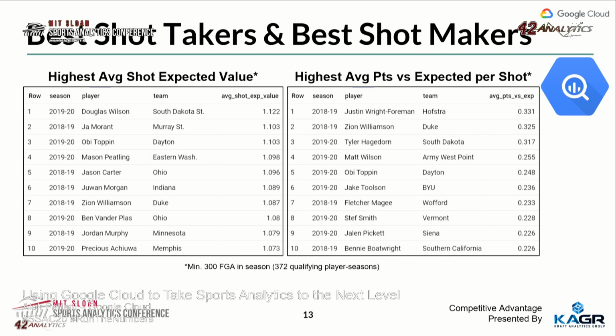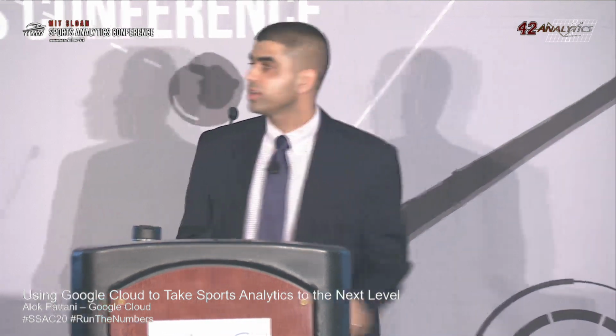So we did a minimum of 300 field goal attempts in a season. This is college data, last 2 seasons, and we looked at the highest average expected shot value. So who takes the shots that are most likely to go in based on distance? Some familiar names here: Ja Morant, Zion, top 2 picks in the previous draft, Obi Toppin this year, Precious from Memphis, he's a good player.